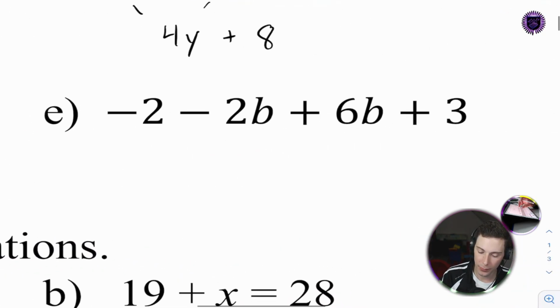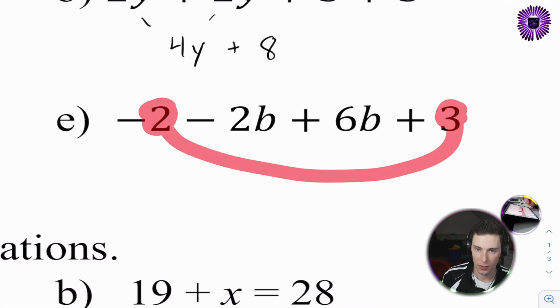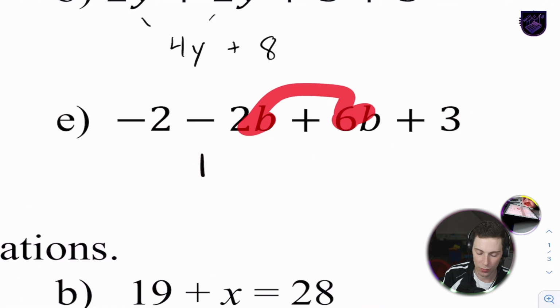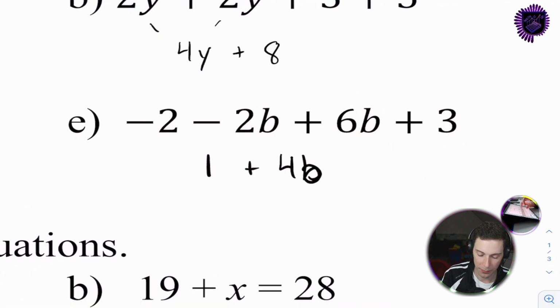Okay. Now, 1e, negative 2, minus 2b, plus 6b, plus 3. So if we look at our constants, we have a negative 2, or minus 2, and a plus 3, so that's going to leave us with 1. And then we have, for our variables, negative 2 and positive 6, so it's going to give us a plus 4b. Now I'm going to make sure that's a b. Plus 4b.